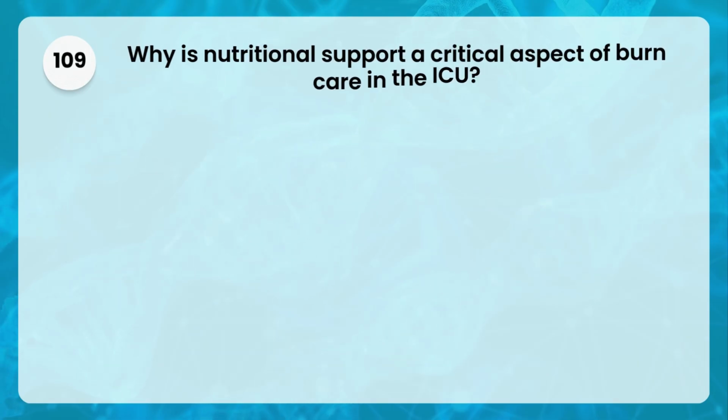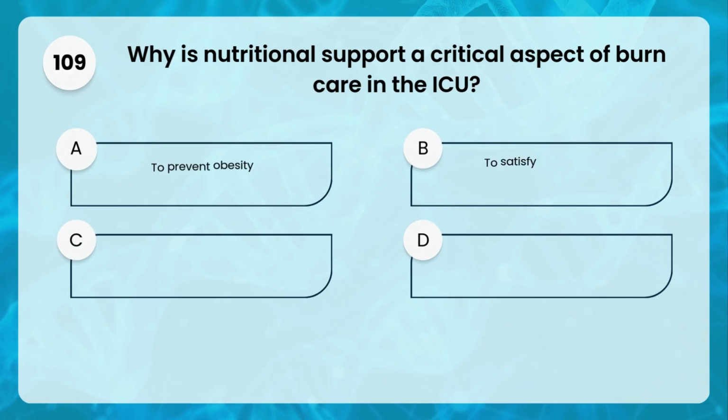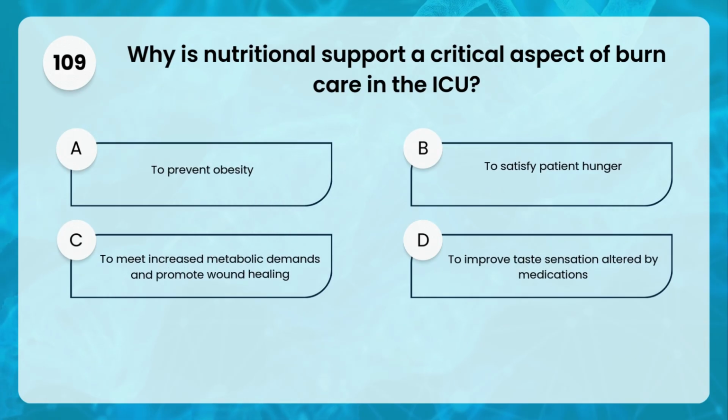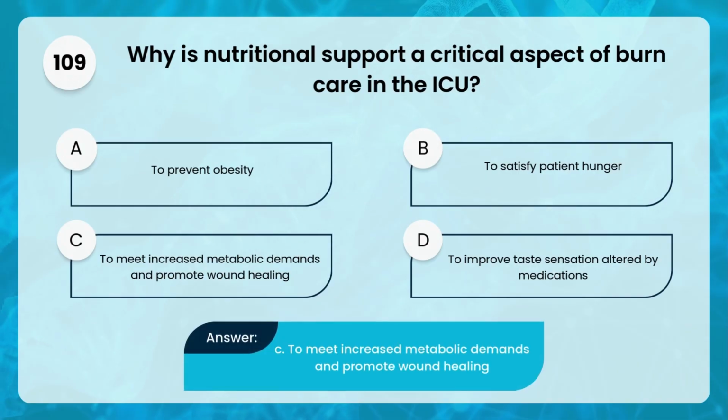109. Why is nutritional support a critical aspect of burn care in the ICU? A, to prevent obesity. B, to satisfy patient hunger. C, to meet increased metabolic demands and promote wound healing. Or D, to improve taste sensation altered by medications. The answer is C, to meet increased metabolic demands and promote wound healing.